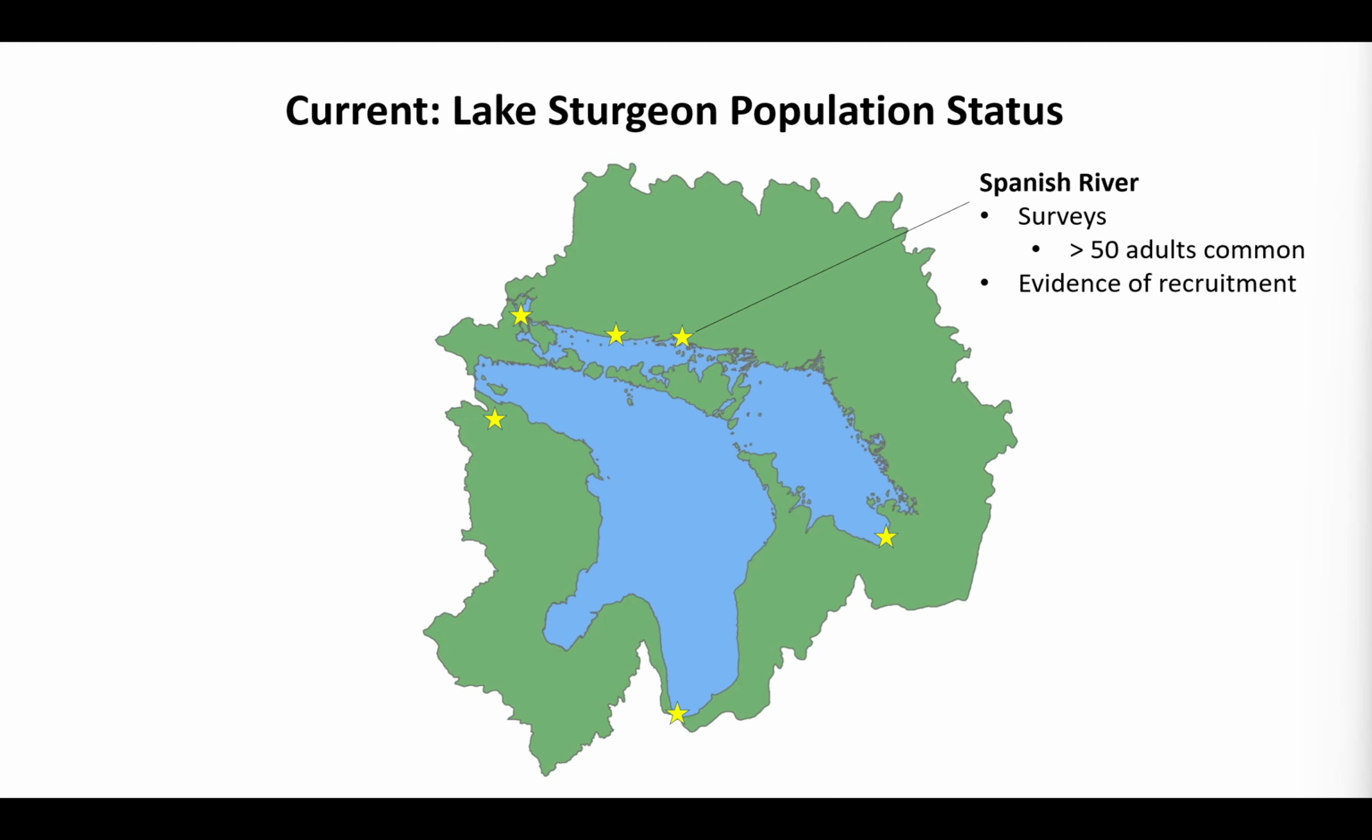The Spanish River we don't have as much information on, but after some conversations with Ministry of Natural Resources biologists, it was determined that this probably is a self-sustaining population of lake sturgeon.